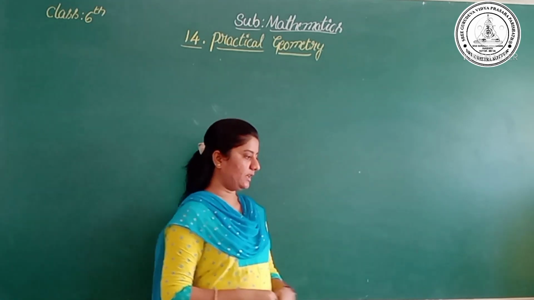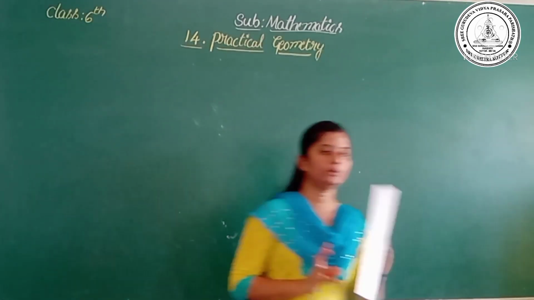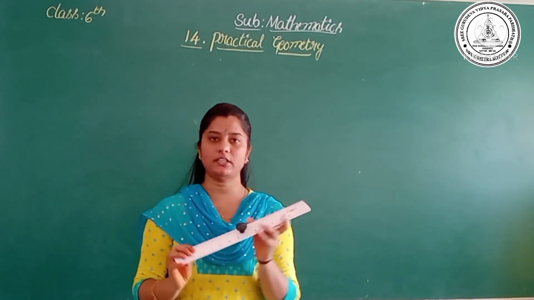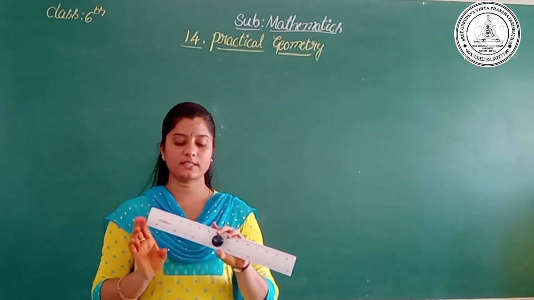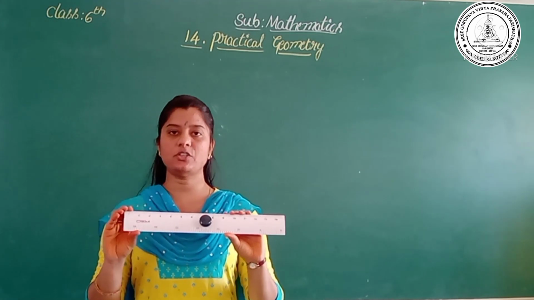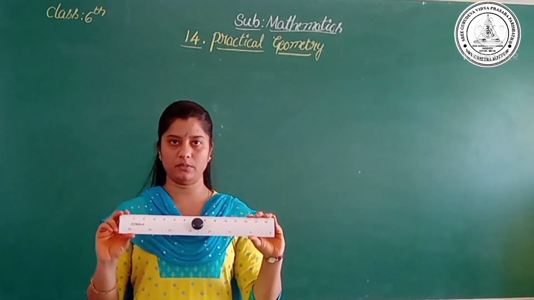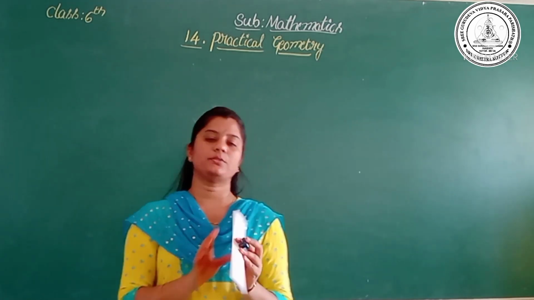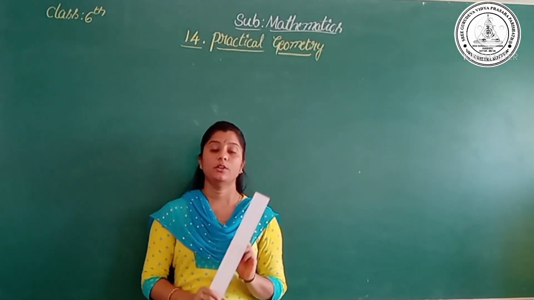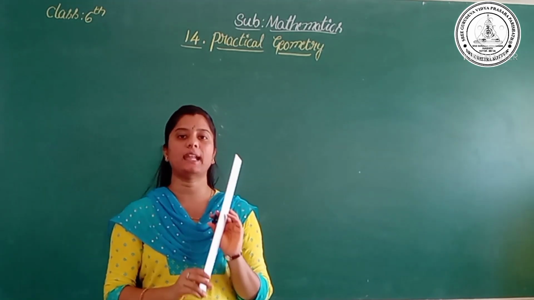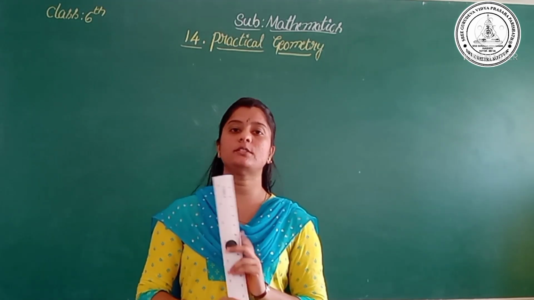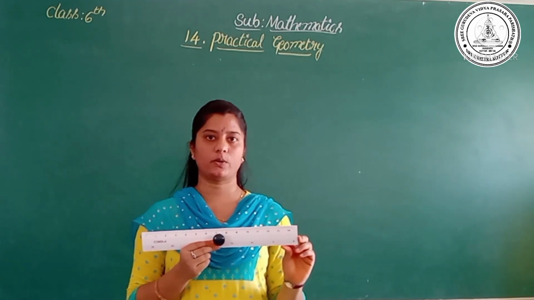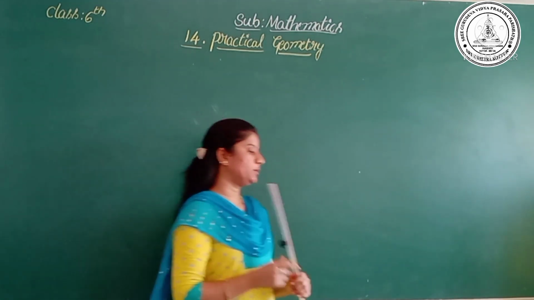Okay. Then the first one is the ruler. So it has two straight edges. On one of the sides, the numbers are mentioned in centimeters, and on the other side they mention the inches. So what is the use of this ruler? It is used to draw a line segment, and also it is used to measure the length of a line segment.